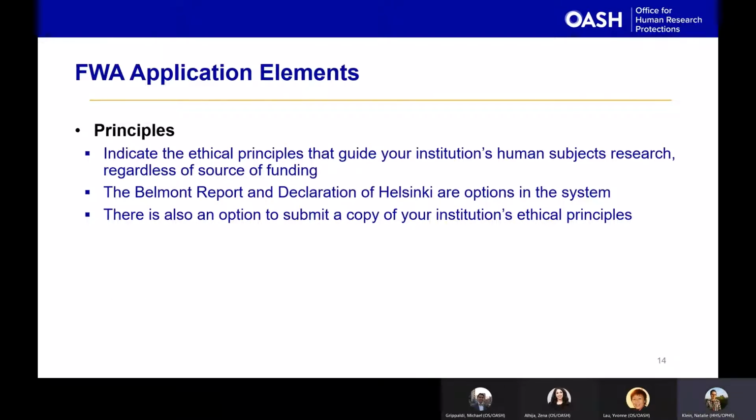The Principles section requires all institutions applying for an FWA to identify the ethical principles that govern the institution's human subjects research regardless of funding source. The Belmont Report and the Declaration of Helsinki are provided as options for institutions that abide by these principles, and there's also an option to upload other ethical principles.